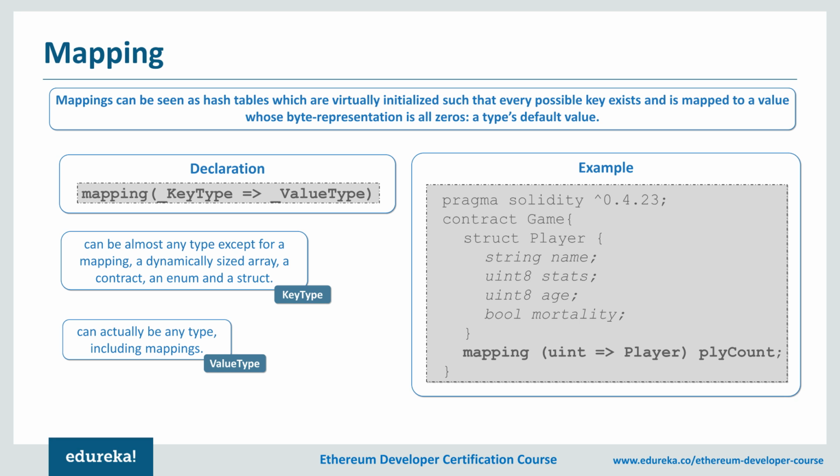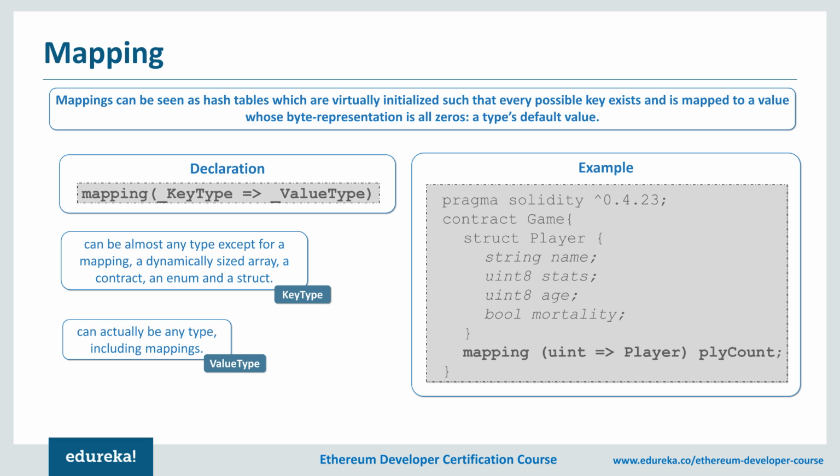Okay, so the next type of data structure is mapping. Mapping types are declared with the mapping keyword, then the key type, and then the value type. Here the key type can be almost any type except for a mapping itself, a dynamically sized array, a contract, an enum, or a struct. The value type can actually be any type, including mappings themselves. Mapping can be seen as a hash table which is virtually initialized such that every possible key exists and is mapped to a value whose byte representation is all zeros, a type's default value.